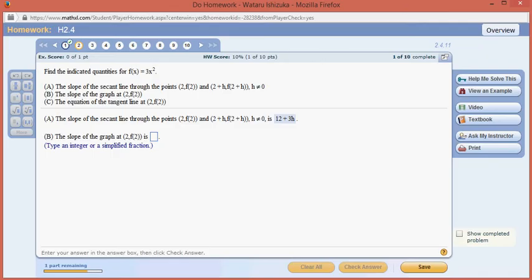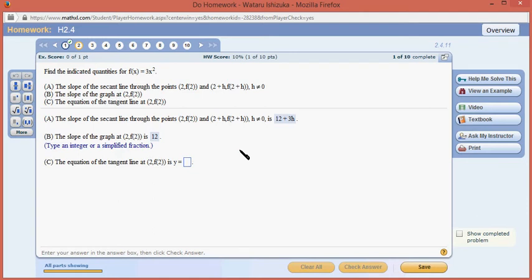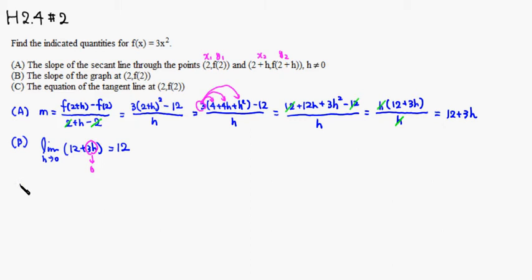So let's type it in. We have 12. Check the answer. We got that. Last one, the equation of the tangent line. This is easy because for part C, we already know we need 2 pieces of information. We need the slope m, which we found to be 12. Then we need to have a point, I'm going to call it x1, y1. x1 is 2. For y1, just put 2 in there, so 3 times 2 squared, so 12.